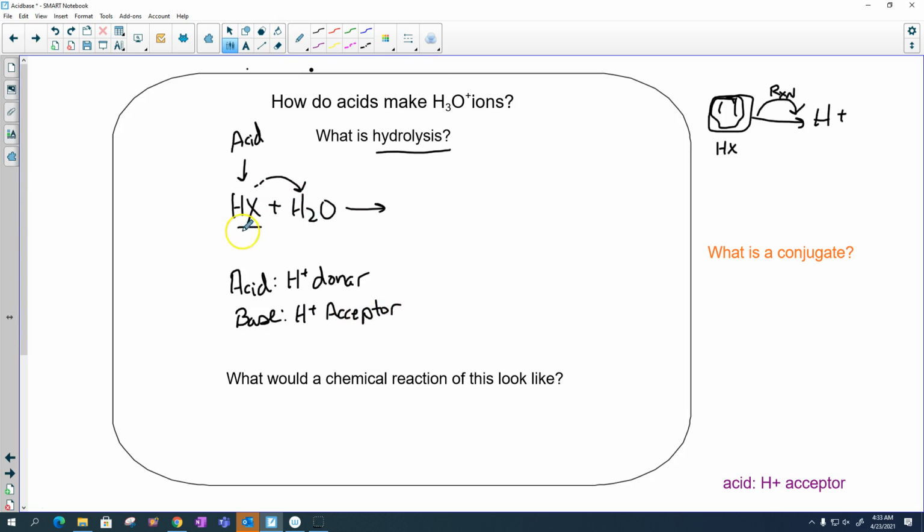Now remember, in a chemical reaction, the left-hand side really is just a snapshot before, and this is a snapshot after, and there's a little rearrangement that's occurring in between here. So if this guy gives this guy an H plus, then what's left? Well, this guy becomes H3O plus, and this guy becomes just X negative.